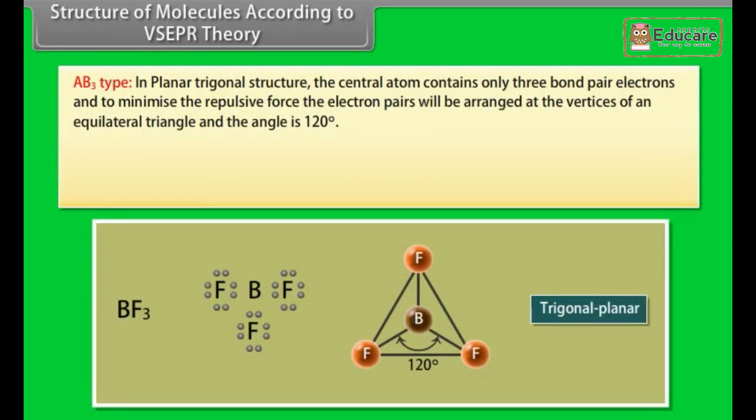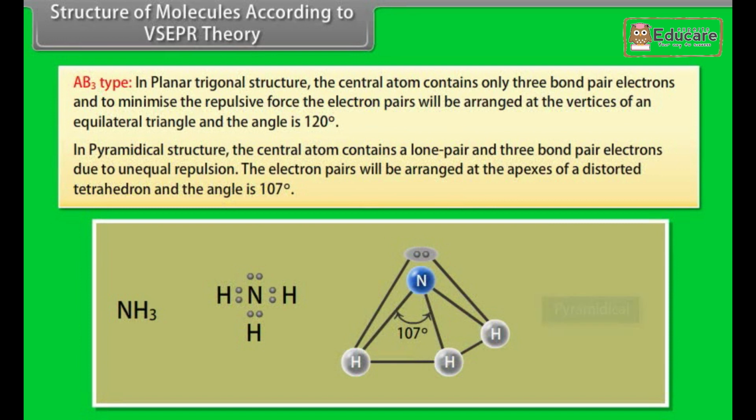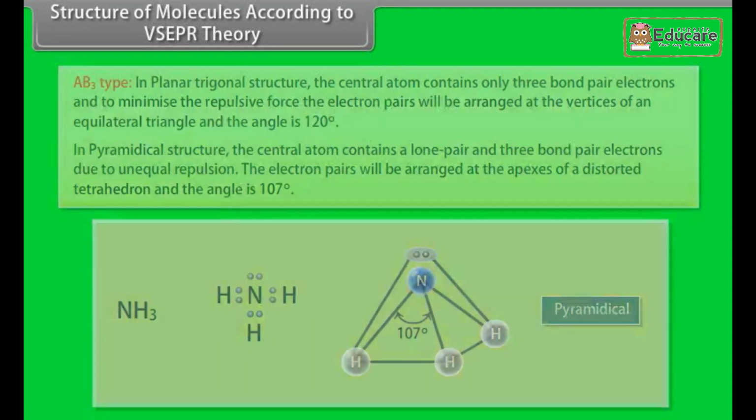AB3 type. In planar trigonal structure, the central atom contains only three bond pair electrons, and to minimize the repulsive force, the electron pairs will be arranged at vertices of an equilateral triangle, and the angle is 120 degree. In pyramidal structure, the central atom contains a lone pair and three bond pair electrons due to unequal repulsion. The electron pairs will be arranged at the apexes of a distorted tetrahedron, and the angle is 107 degree.